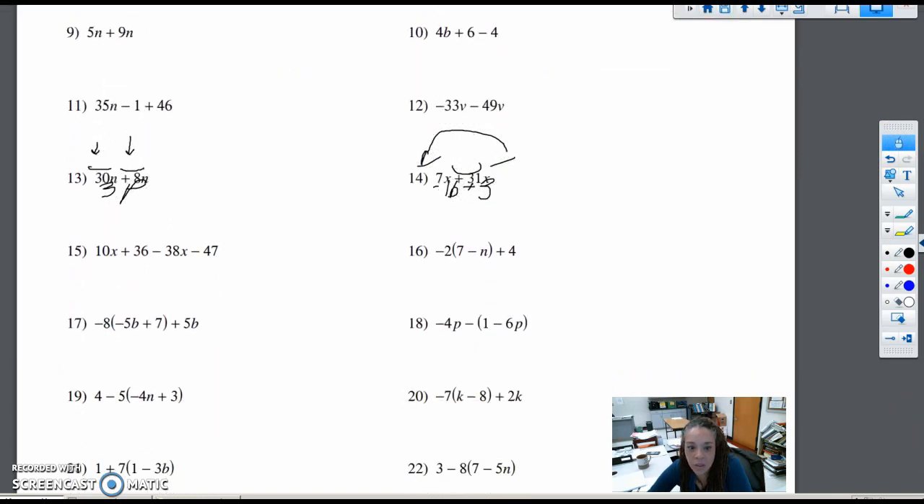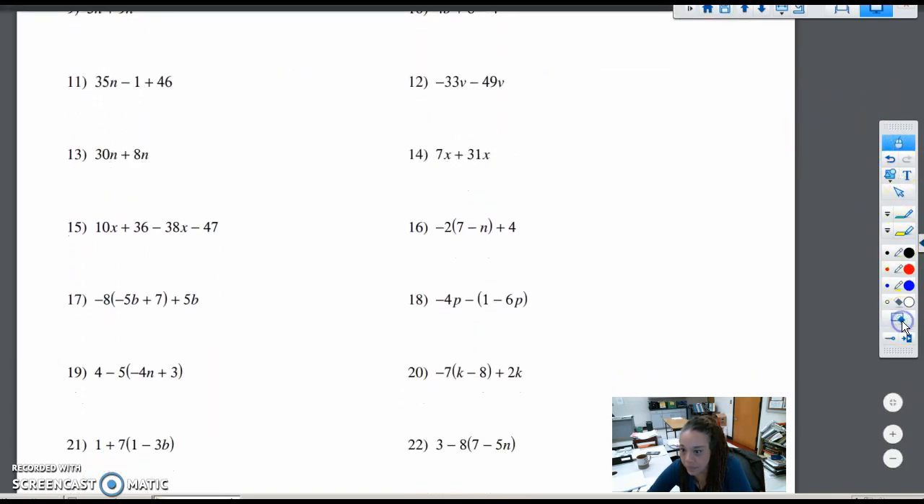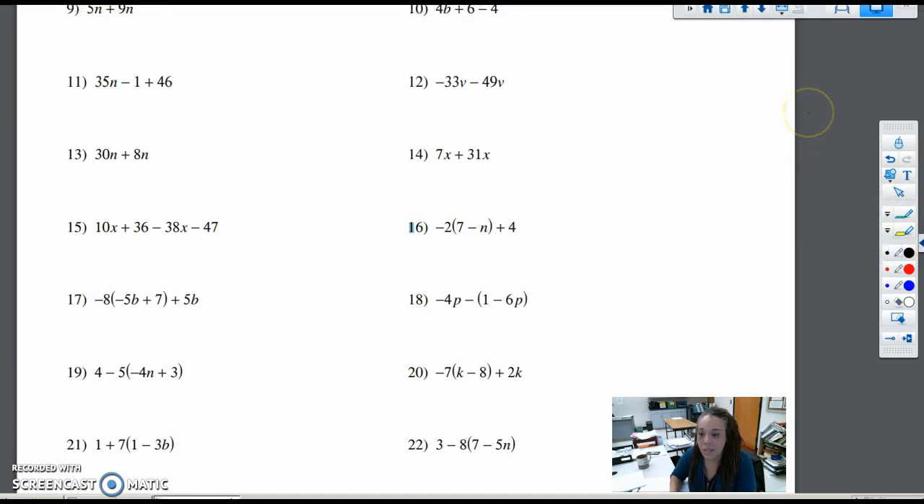So moving on toward the bottom of the page, you're going to get to, let's say, number 16. And 16 looks a little bit different because we have another skill wrapped up in there, which is distributive property. If you see, this entire set right here has to be simplified before you can combine the like terms. So on this one, we do have distributive property. Distributive property means you're going to multiply the number or term on the outside of the parentheses by each term inside the parentheses individually.